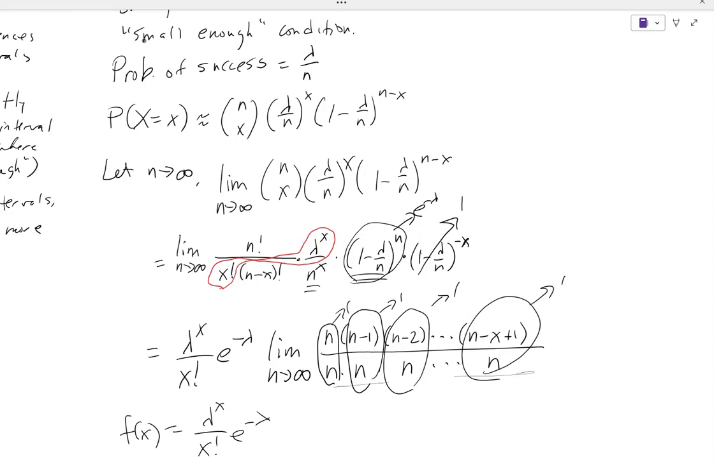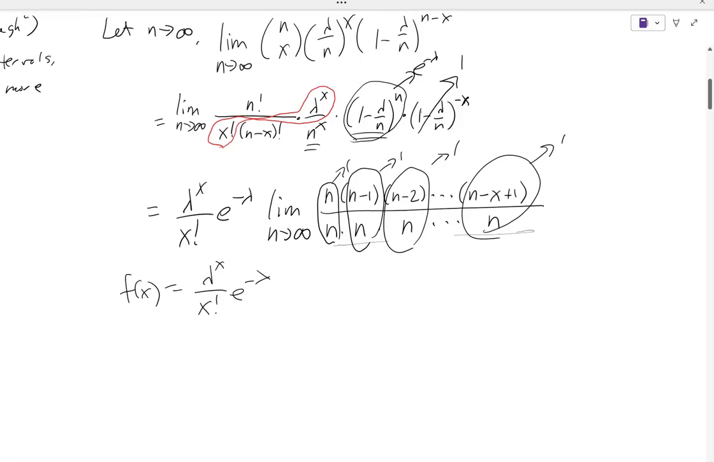Okay. Just real quick, since I have a minute, just to check that it really is a PMF, x could start at 0 and go to infinity. Does the e to the negative lambda have any x's in it? Nope. So I can pull it out in front. I promised you that we would get another Maclaurin series. Do you recognize what that is the Maclaurin series for?